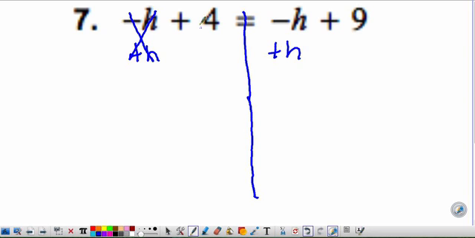That leaves me with a positive 4 equals negative H plus H cancels to 0, and that leaves me with a 9. Well, is 4 equal to 9? No, so therefore it is no solution. If you get down to a number equals a number, that is okay. If it is not a true statement, 4 is not equal to 9, then it's no solution.